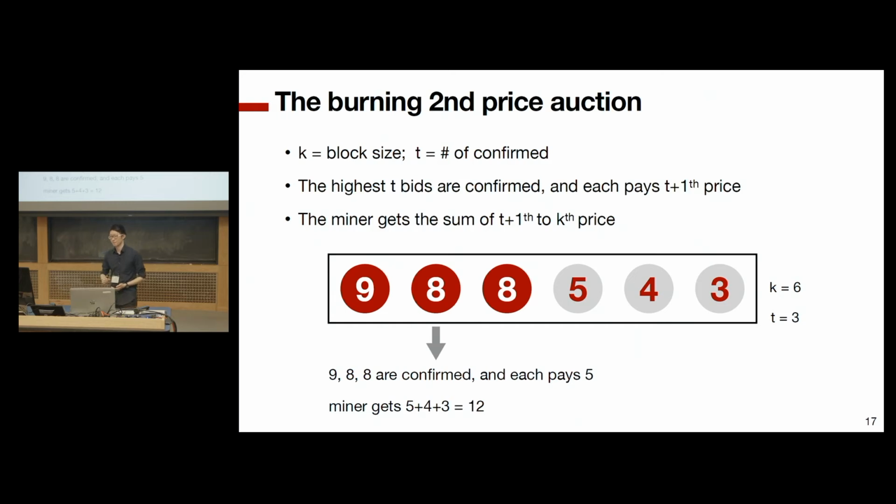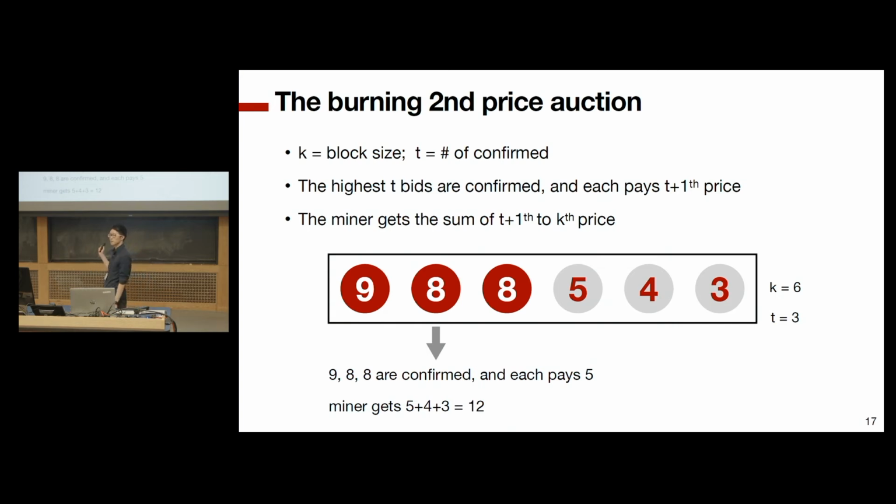So this is the result, the burning second price auction. In this auction, there are two parameters. K is the block size, that is how many transactions you can put into the block. T is the number of transactions that are confirmed. Potentially, T can be smaller than K, which means not all the transactions in the block are confirmed. You can conceive that we are trying to sell K items, but it turns out there are only T winners. I didn't sell all the items.